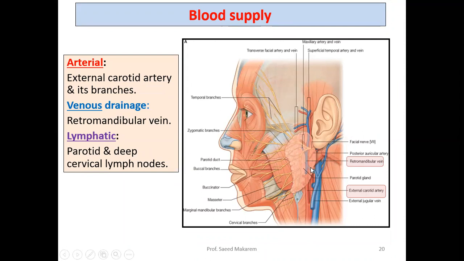Now you can see here, this is the retromandibular vein coming all the way, and it will drain here into the external jugular vein. This is the retromandibular vein formed by the maxillary vein as well as the superficial temporal vein. Then we have the lymphatic drainage of the parotid gland to the parotid as well as deep cervical lymph nodes. There is a group of lymph nodes here called parotid, and everything from the head and neck will drain finally into the deep cervical lymph nodes. So the parotid gland also drains into the deep cervical group of lymph nodes.